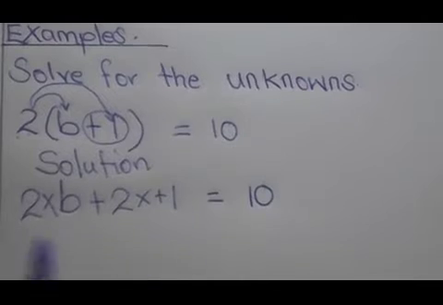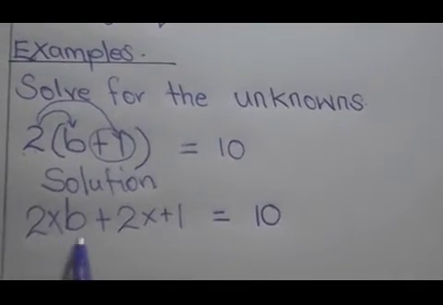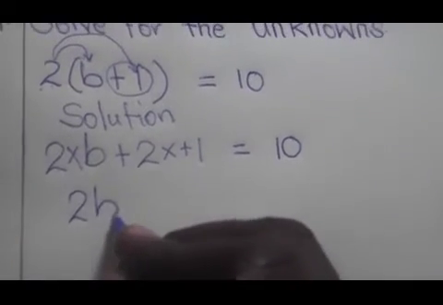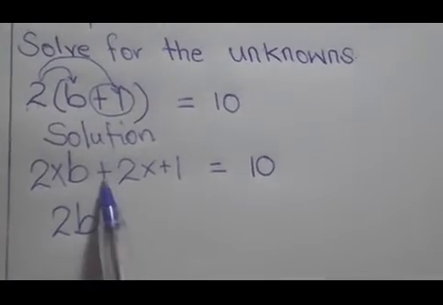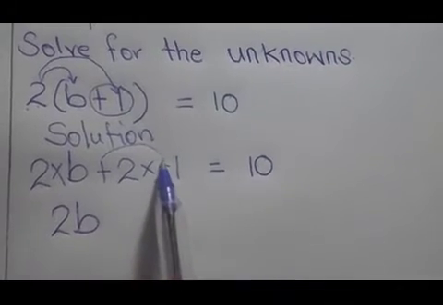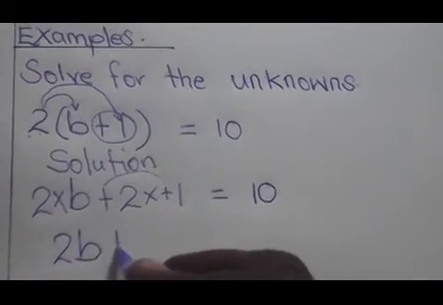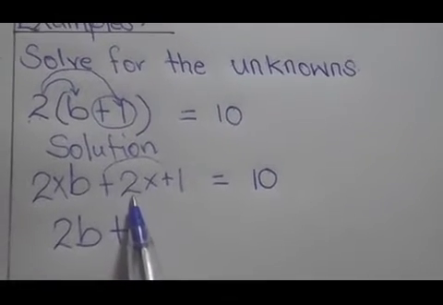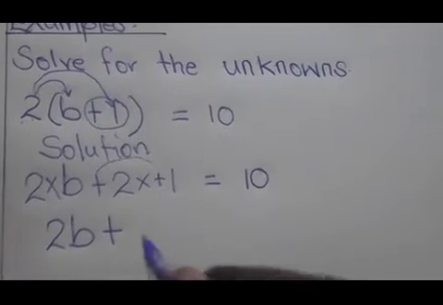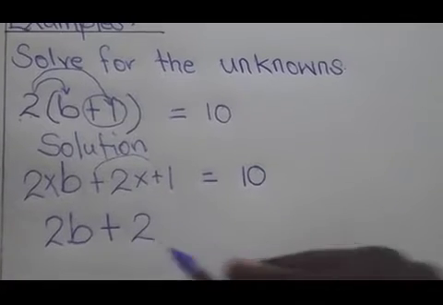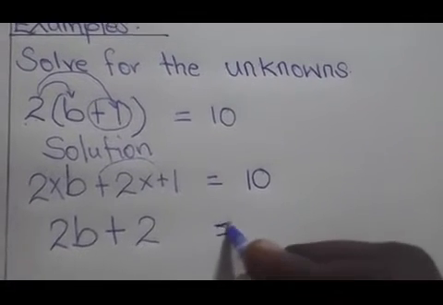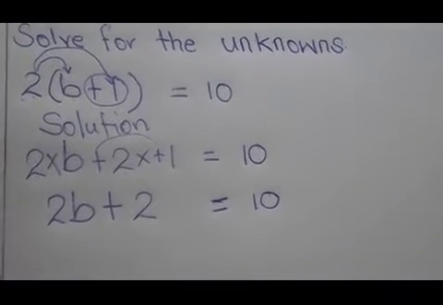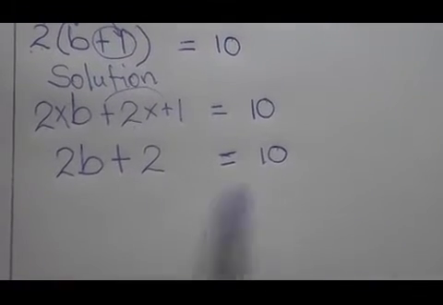So we simplify this. 2 times b. I know now it becomes simple for you to get to 2b. This is positive and positive. So it is a positive times a positive. The result is positive. You write your positive. Now 2 times 1, we get a 2, equals 10. Good. Now when we reach here, we have removed the brackets.